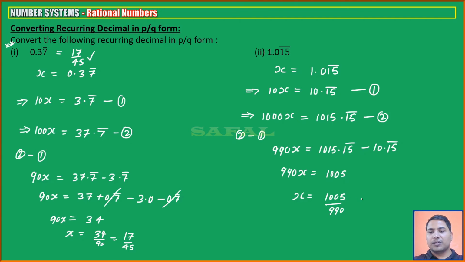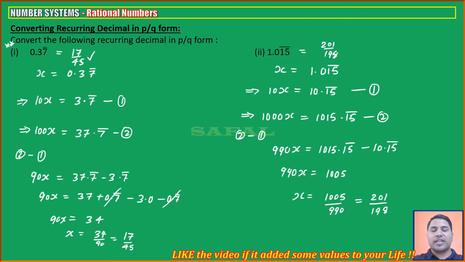If you divide by 5, so 5 into 201, and here 5 ones are 5, then 49, 5 nines are 45, and then 4, 5 eights are 40. Okay, so 201 by 198. So this number in p by q form is 201 by 198. So the process is very simple.